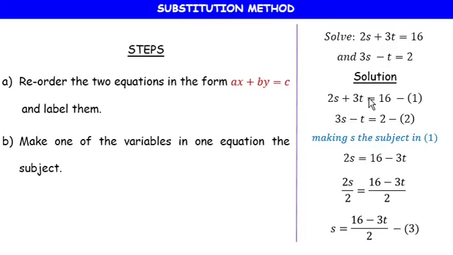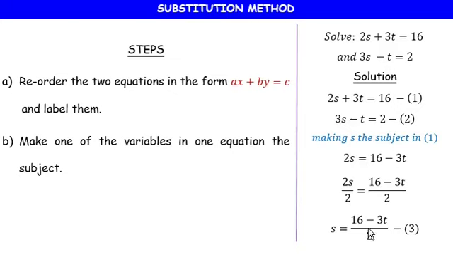So this is our equation 1. We are making s the subject here. So we have 2s is equal to 16 minus 3t. Because it was 2s plus 3t, we want to make s stand alone. So we just move the 3t to the right side. That's why it became 16 minus 3t. So we divide both sides by 2. So we had 2s over 2 is equal to 16 minus 3t all over 2.